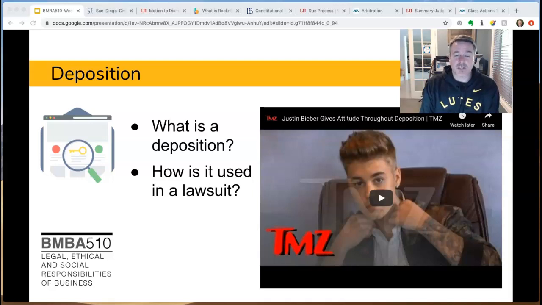So this case with Justin Bieber had to do something with his bodyguards and whether he's liable for some damages that they caused. So it's pretty funny to see what a punk he is in this deposition.